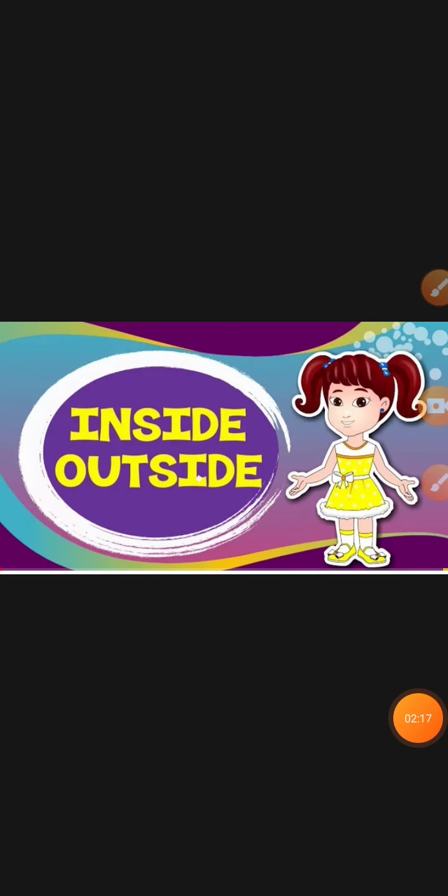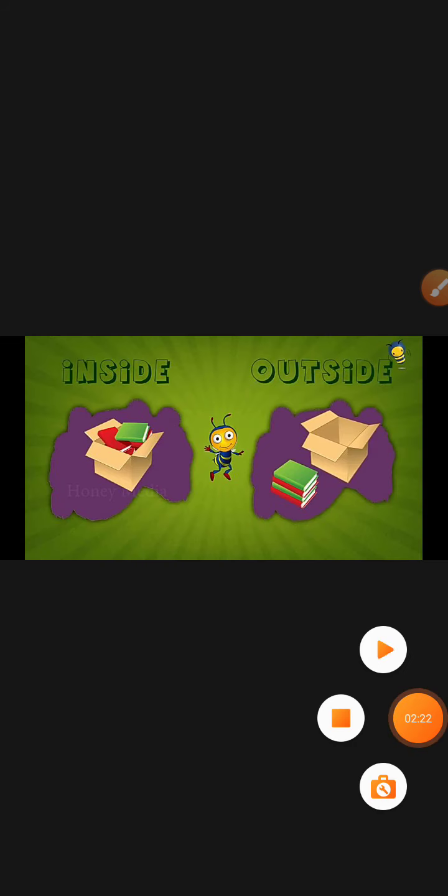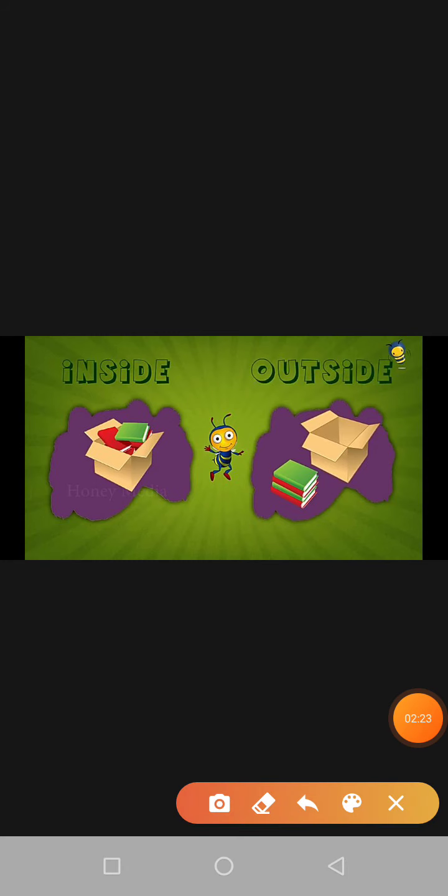Now the next topic is inside and outside. Inside. Inside means the inner part of something. See the picture. The books are inside the box.